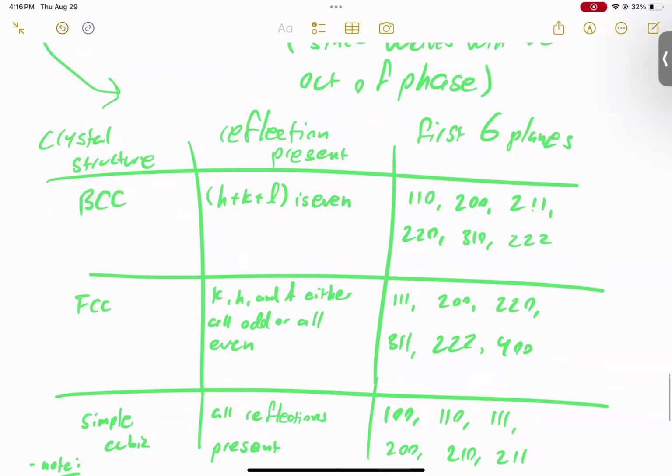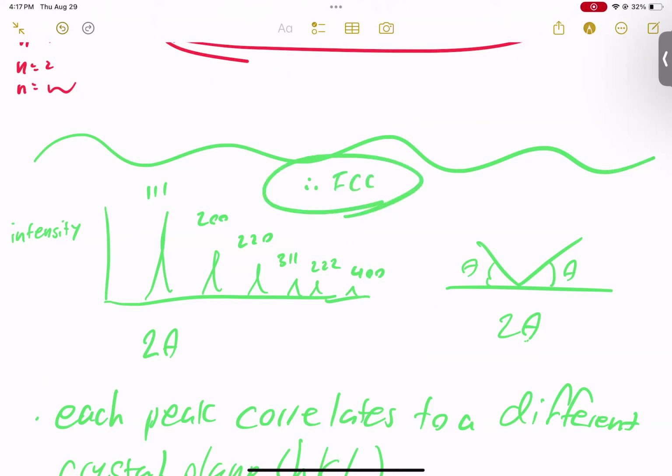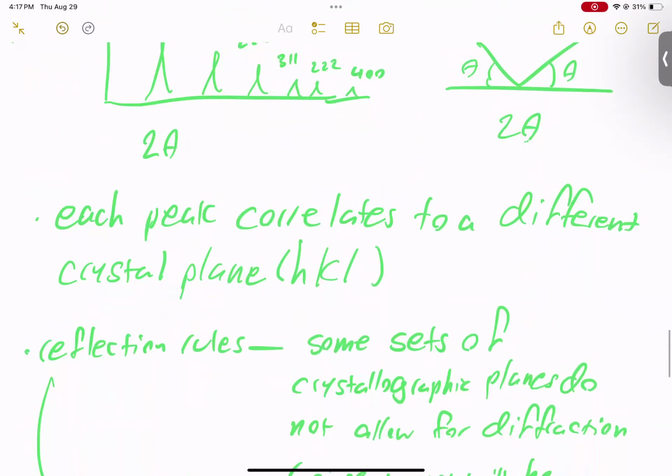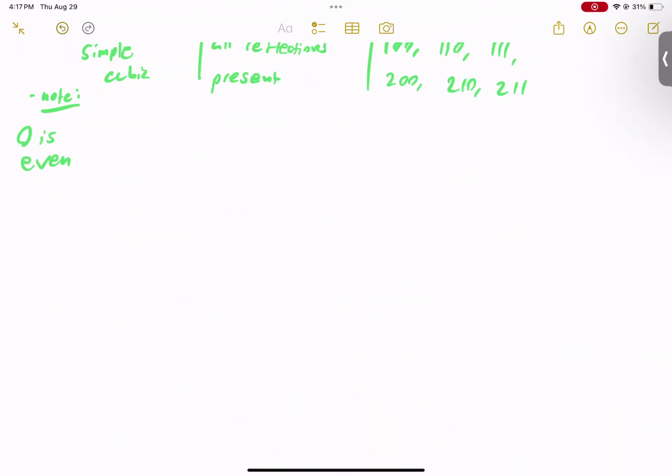So for example, if we had the peaks, let's just say 1, 1, 1, 2, 0, 0, 2, 2, 0, 3, 1, 1, 2, 2, 2, and 4, 0, 0, we can then determine the structure to be FCC right off the bat.